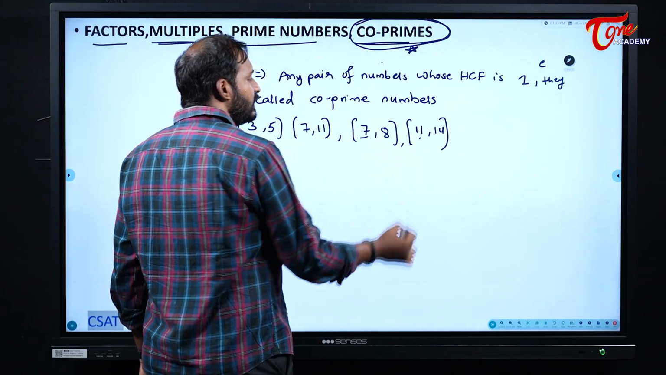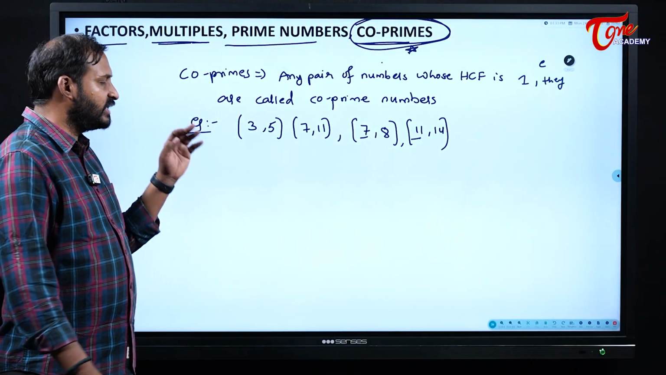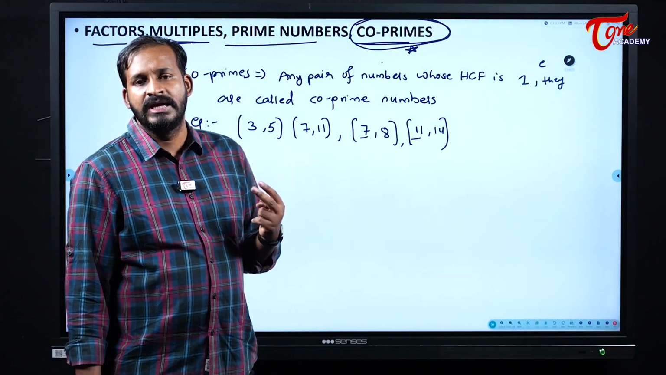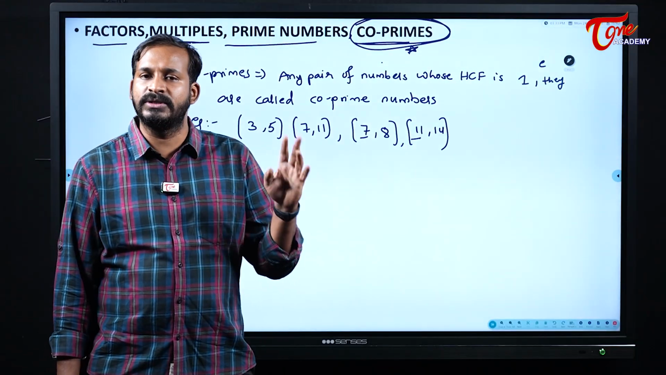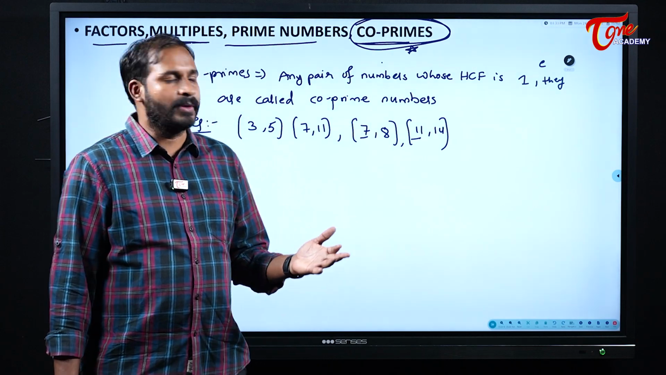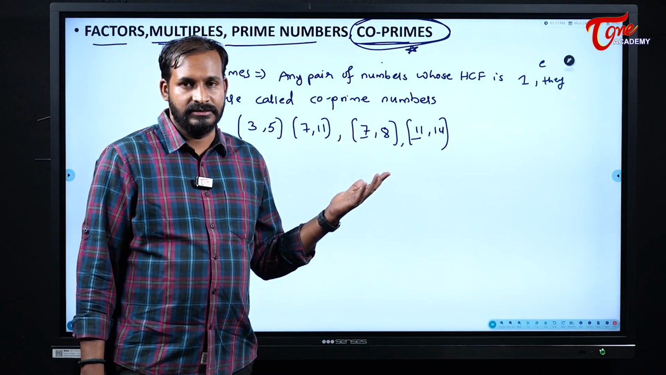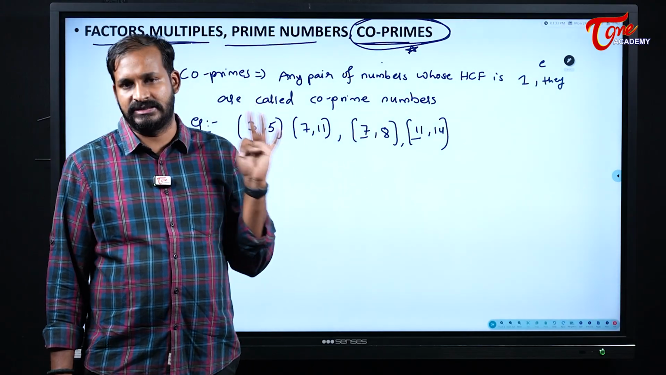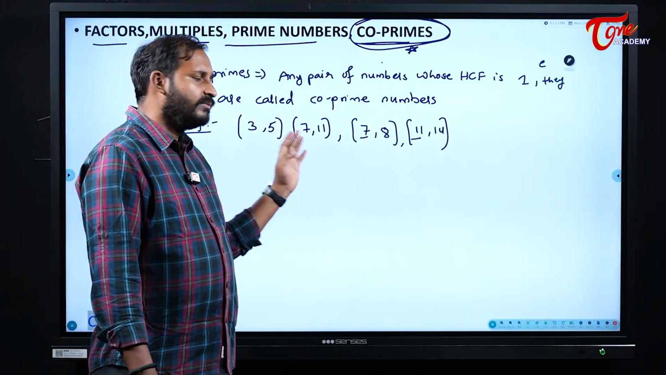Because here one of them is a prime number, then obviously two prime numbers will become co-primes, and a pair of prime number and composite number also always becomes co-primes. Why? Because their HCF is 1 only. Why? Because for prime numbers, what are the factors? 1 and itself. Anyway, that is okay.